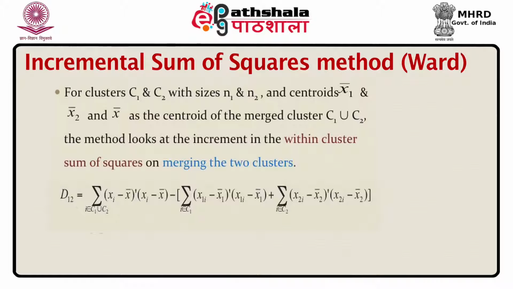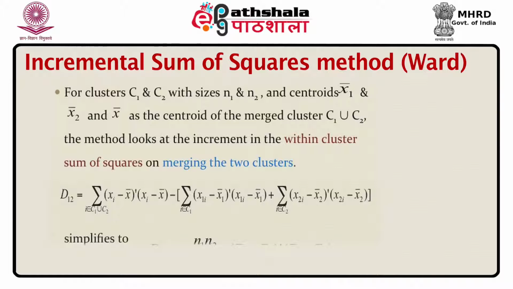Now when you merge these two clusters, it is obvious that the within sum of squares would increase. Remember that the between sum of squares would decrease, because there is no between sum of squares when you actually merge the two clusters. Hence you have all the variation within the cluster itself, and the within cluster sum of squares increases. The difference between these two quantities is what the incremental sum of squares measures.